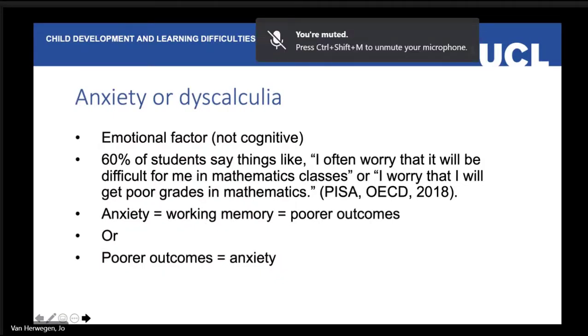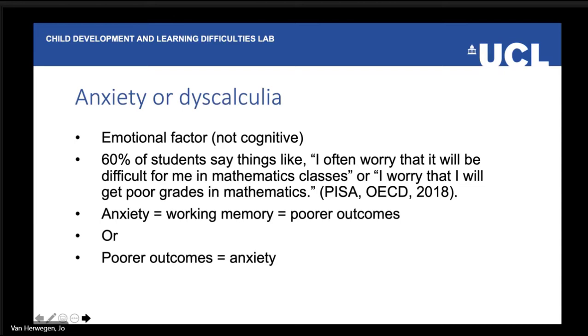Another aspect that co-occurs a lot within developmental dyscalculia is anxiety, which is an emotional factor rather than a cognitive factor, of course. We touched upon it yesterday, 60% of students might say things like, I often worry that it will be difficult for me in mathematics classes. I worry that I'll get poor grades in mathematics. And so one of the things that is not quite clear is that, yes, children with developmental dyscalculia are more likely to have anxiety for mathematics, but what the cause and effect is here.